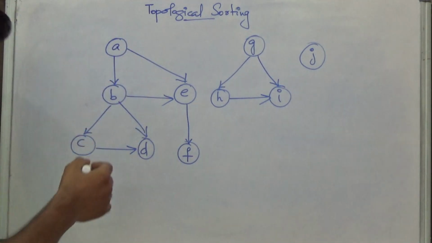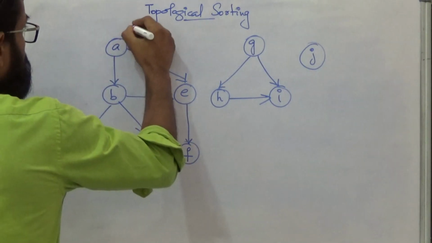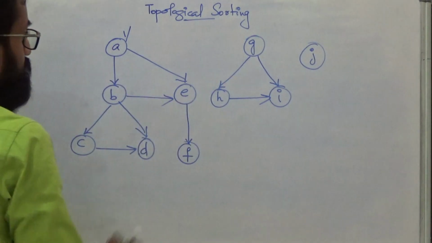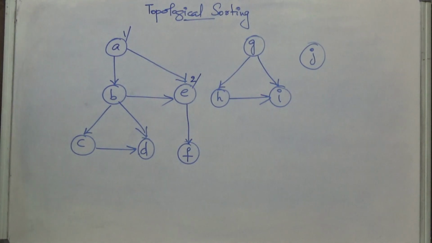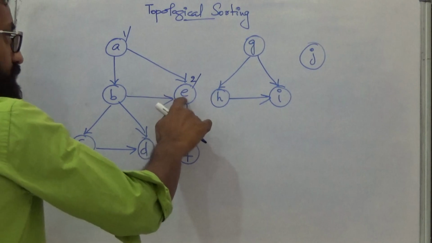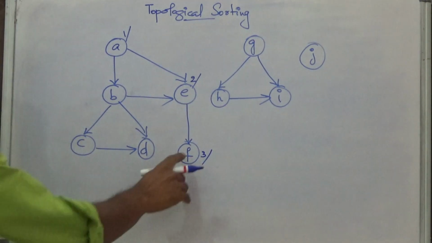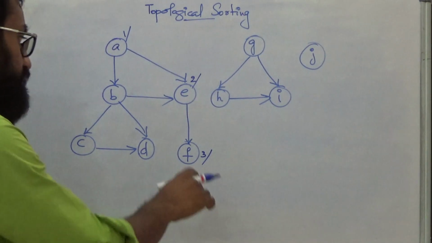Assume that you are starting from A. At time t = 1, discover A. From A you can move to E or B. Assume that you are going to E. At time t = 2 you are discovering E. From E you can go to F only. At time t = 3 you are discovering F. From F you do not have any alternate movement, so finish F.